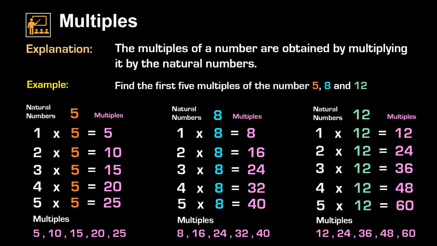You can go to 6 times 12, you can go to 6 multiplied by 8, you can go to 6 multiplied by 5, and you can continue like that with all the natural numbers to find all the other multiples of 5, 8, 12, or any number. Okay.